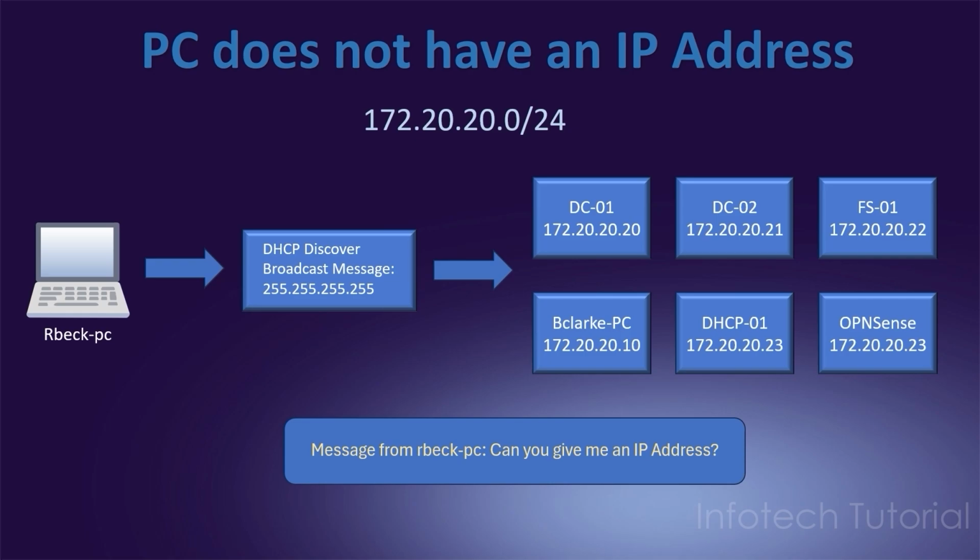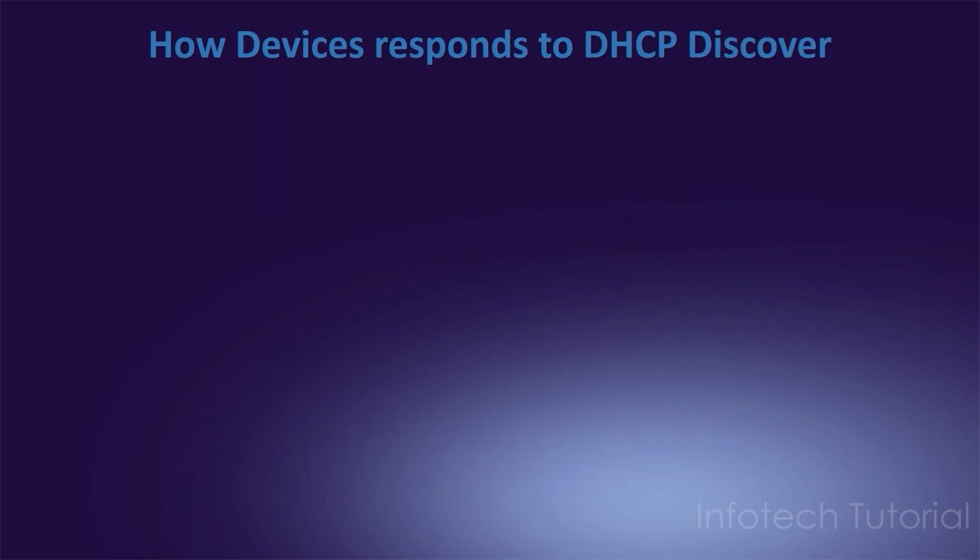So all devices within this network are going to get this broadcast message. The broadcast address is 255.255.255.255, and the message will say, hey, can you give me an IP address? And this message is called a DHCP discover message.